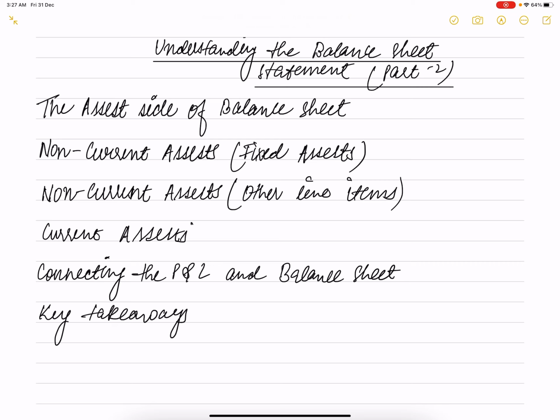The sum of all the assets should equal the sum of all the liabilities. Only then is the balance sheet said to have balanced. The balance sheet and the P&L statement are inseparable. They are connected in many ways. So this is all about the balance sheet statement.